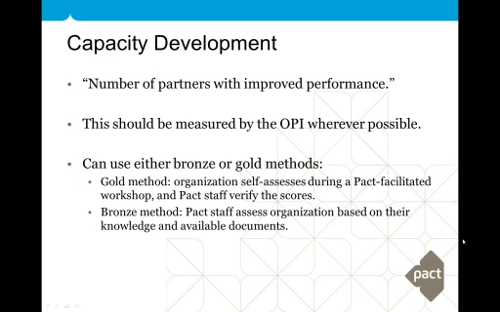To review what the difference between these are, the gold method is the organization self-assesses the OPI during a PACT facilitated workshop, and then PACT staff verify the scores against evidence. The bronze method is that the PACT staff assess the organization based on their knowledge and available documents. Both of these options are totally fine. Obviously, there's a reason we call it the gold method, because then the OPI itself can act as a capacity development activity. But for the purposes of data collection, the bronze method is also totally acceptable. Please just be sure to indicate which one you're using when you fill out the OPI data in CRM.